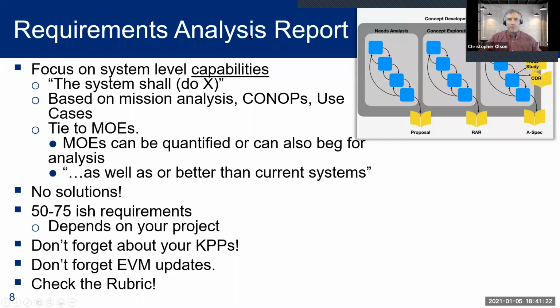Let's talk about the requirements analysis report. Focus on system level capabilities, right? So a lot of the time I'll get requirement reports with a lot of really tiny little detailed requirements inside of it, like 200 requirements. That is way too much detail, right? So I should see all the requirements should say the system shall and then do something, right? Each one, the system shall do something.